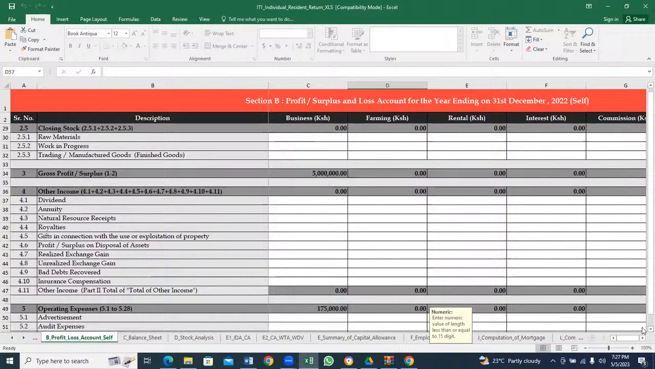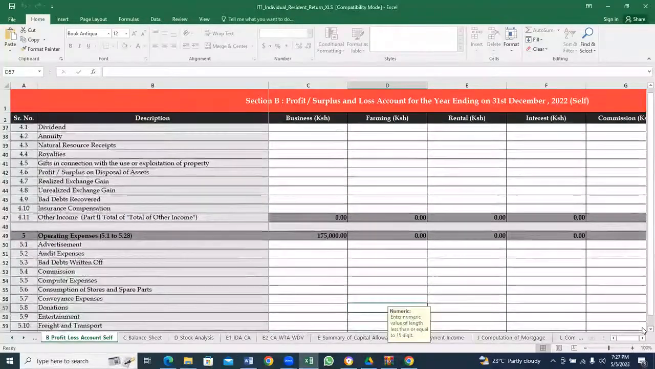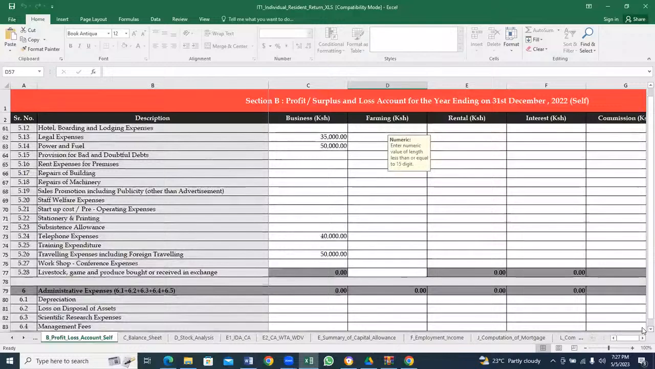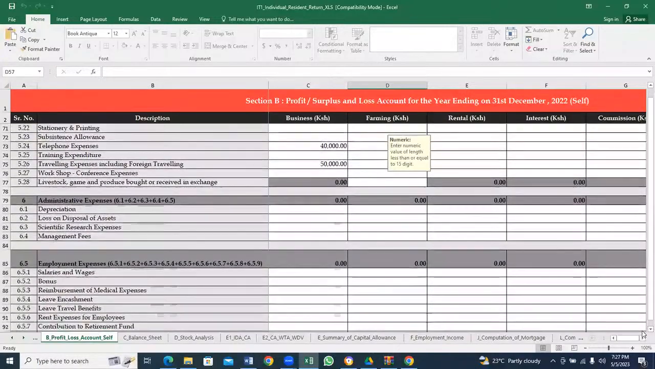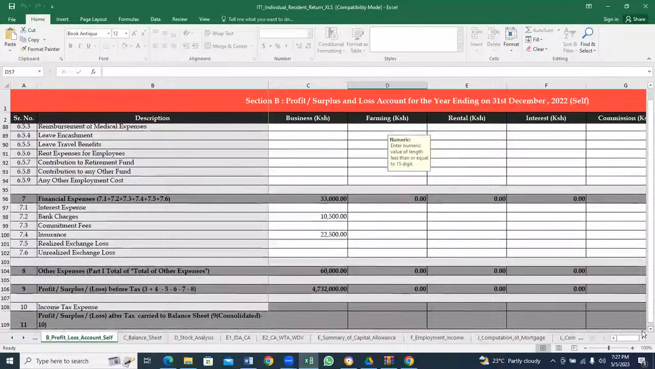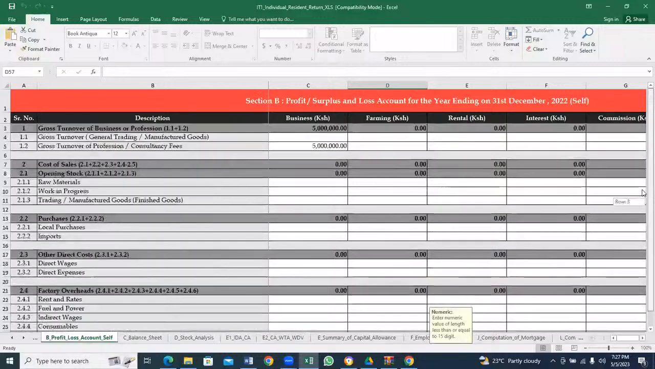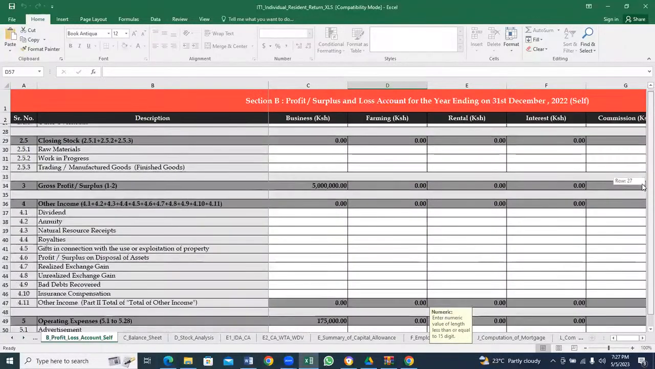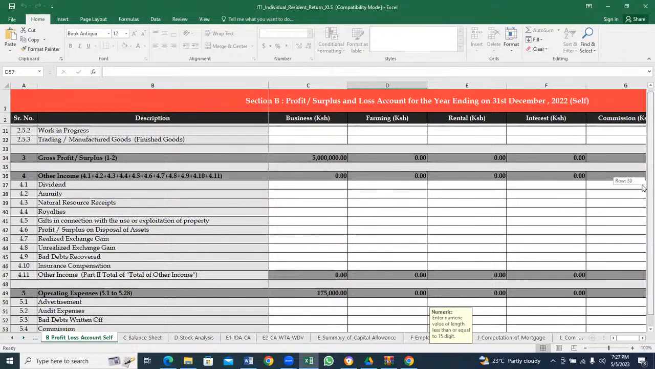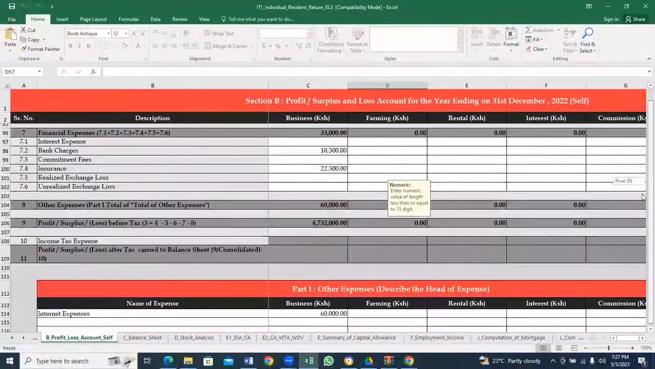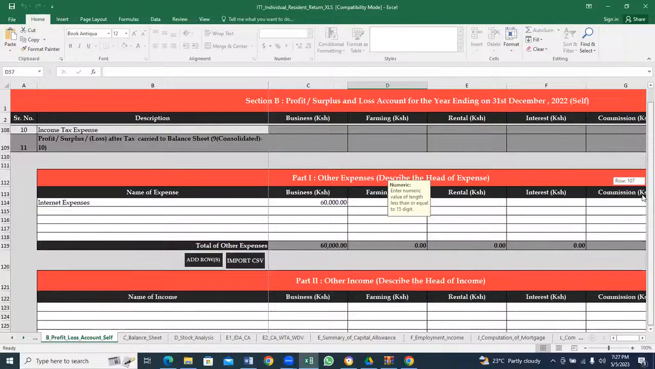Your total expenses to be deducted against the 5 million. You will get it that out of all those total expenses, we'll only remain with a profit of 4.7.